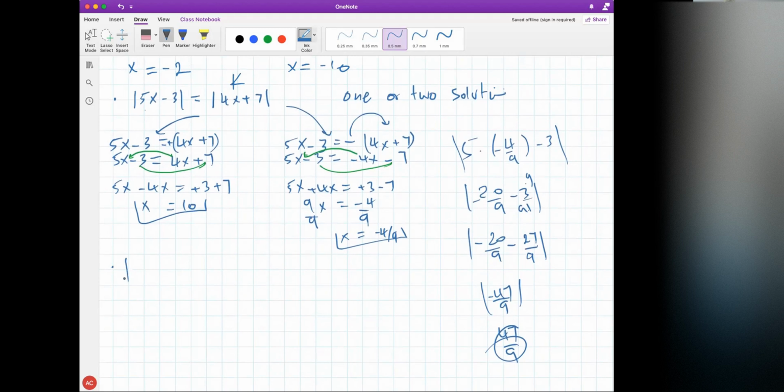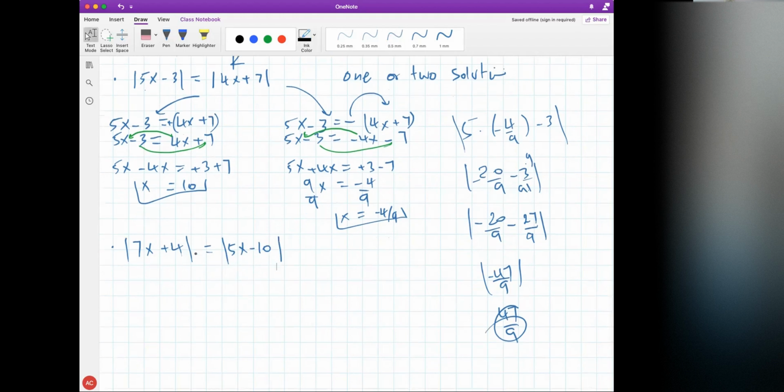Let's say maybe 7x plus 4 equals, maybe 5x minus 10. Okay, so there's an equation with two absolute values. What's the first thing we do? Just the idea. What do we do? We need to check two solutions.